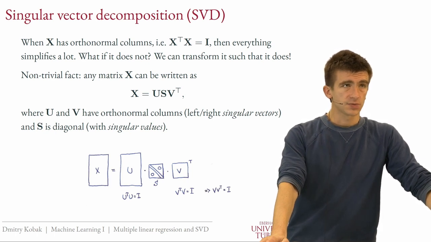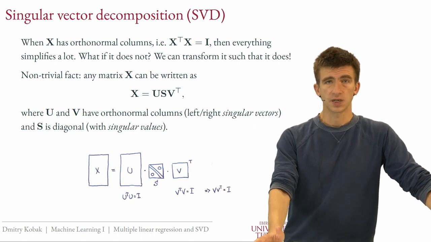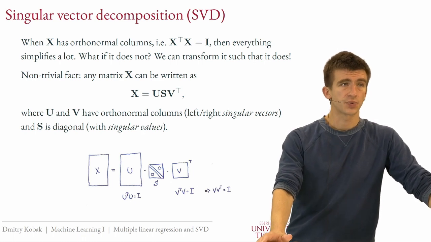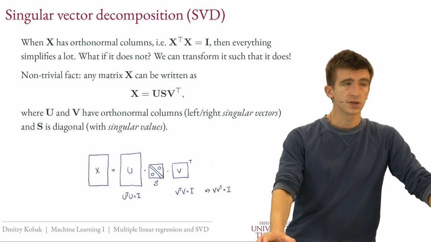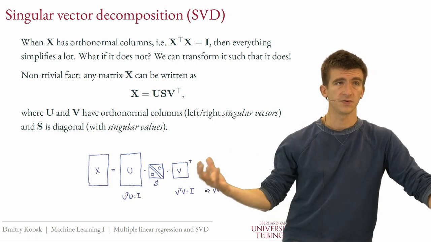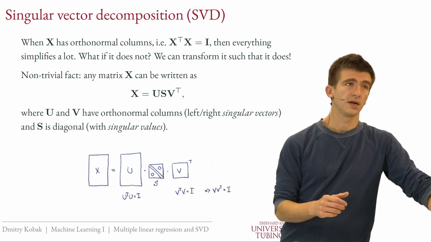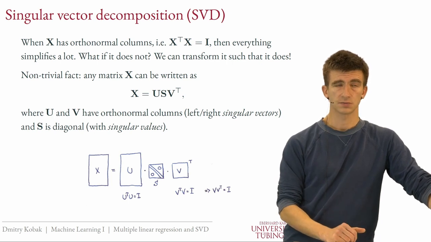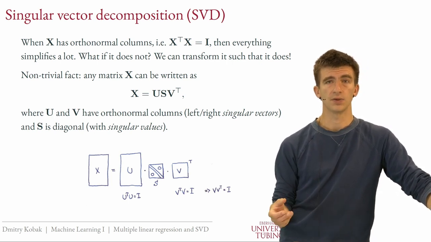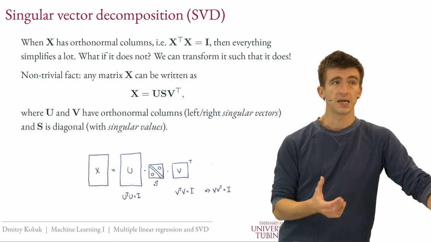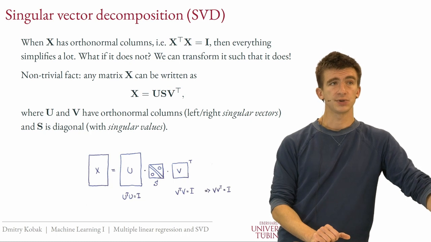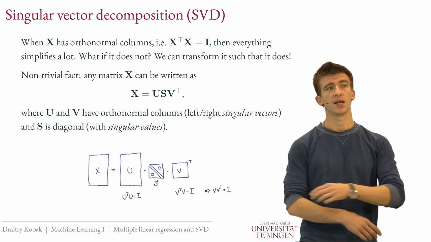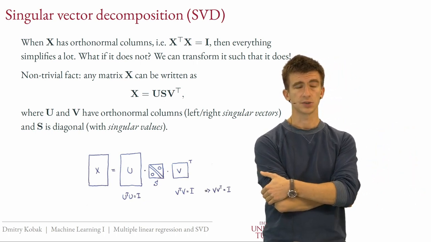So any matrix X, and here's now a non-trivial fact, a theorem if you want. I'm not going to prove that, I'm just stating it. Any matrix X can be written as a product of three matrices, U, S, V transpose, and these components have particular properties. The matrix U has orthonormal columns, right? Every column has norm 1, and every column is orthogonal to any other column. Matrix V has orthonormal columns too, and the matrix S that sits in between is a diagonal matrix that is zero everywhere apart from the diagonal, and the values on the diagonal are called singular values of matrix X.